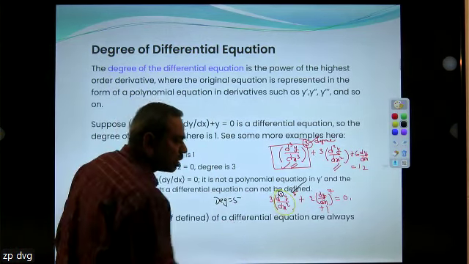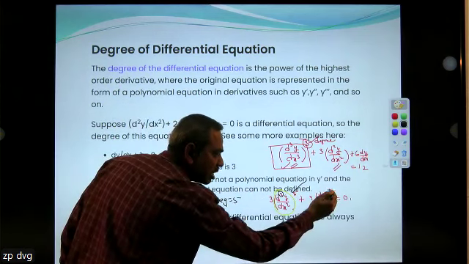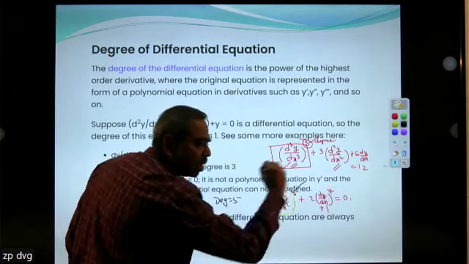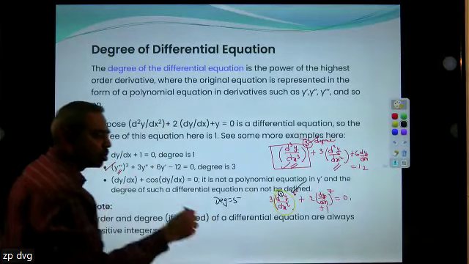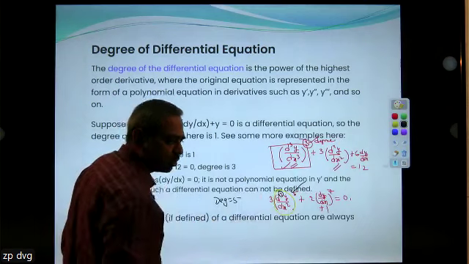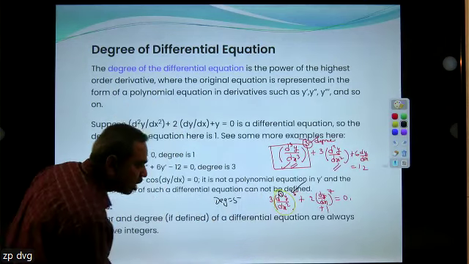Now don't think that since a higher power is there, since 7 is the highest power, that 7 becomes the degree. So always, for the degree, you have to check the highest order derivative. So what is the highest order derivative here? This part. Okay. Now let us take another example.